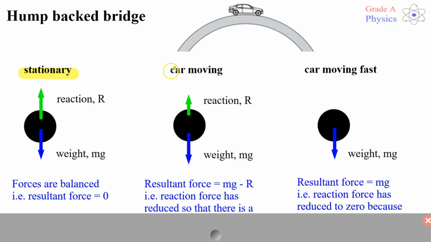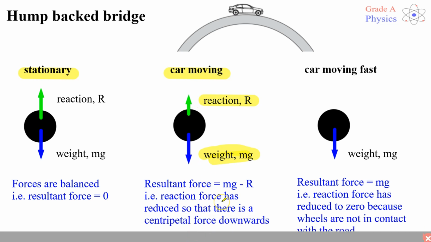So if we have a car moving at a relatively slow speed, then the weight downwards is still the same, that hasn't changed. But now, importantly, the reaction force acting upwards has reduced a little bit. Now it must reduce because we only have these two forces. So the combination of these two forces must provide a resultant force towards the center. We give a name to that as centripetal force. So the reaction force is slightly smaller.